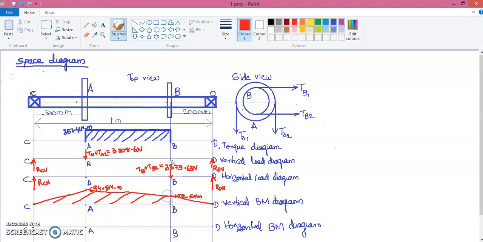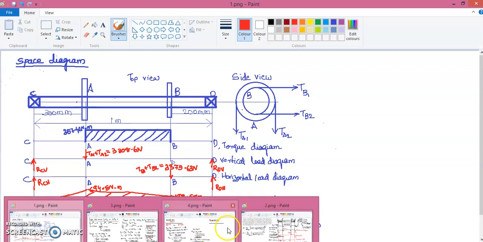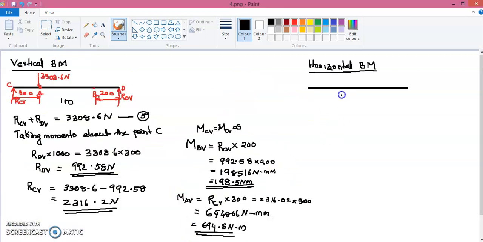Here at this point A, we are having this maximum bending moment. But we are having this horizontal bending moment also. So we have to find that value and we have to find out the resultant. Then only we will understand which point is subjected to the maximum bending moment. So we will again go back to this slide and we will see this horizontal bending moment.